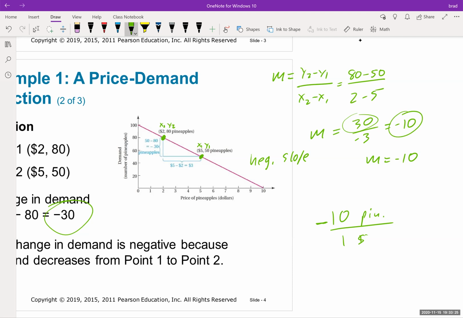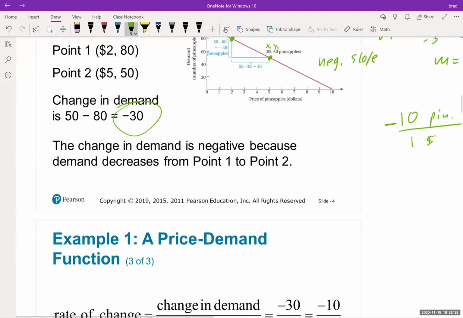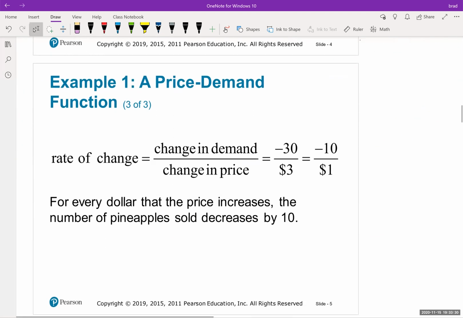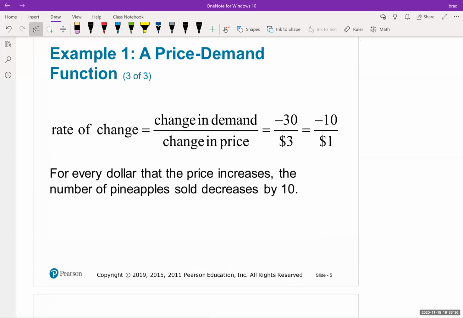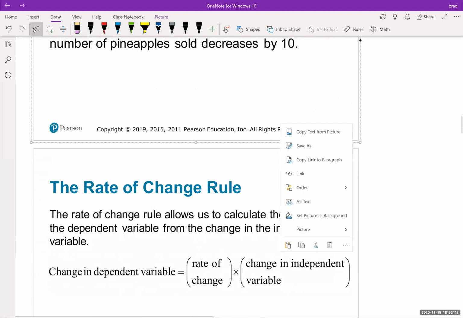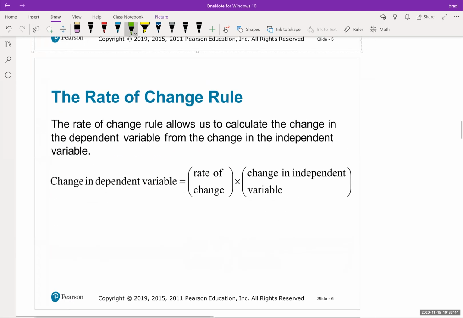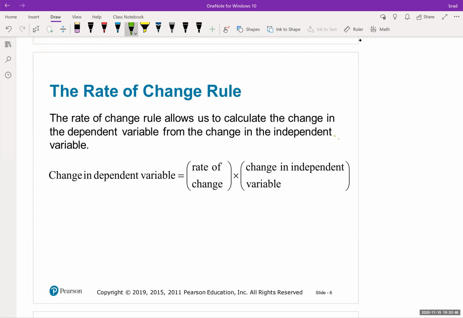Okay. So that's how you can kind of use the slope to make quick little judgments or quick little conclusions, I guess, on what you're dealing with in that particular problem. Okay. So, and then here they're just doing this negative 10. Okay. So here we have the rate of change rule. The rate of change rule allows us to calculate the change in the dependent variable from the change in the independent variable.